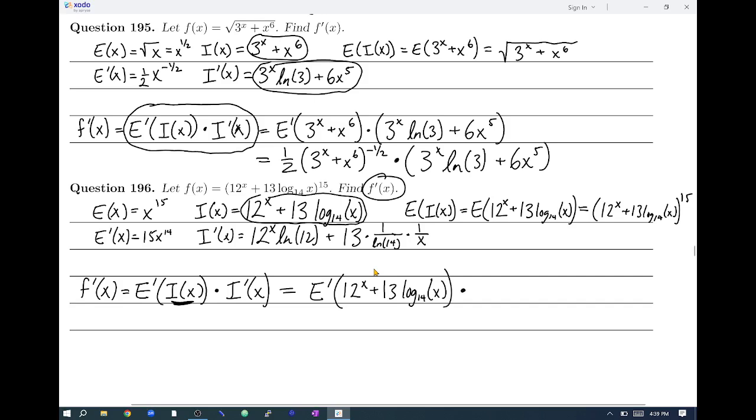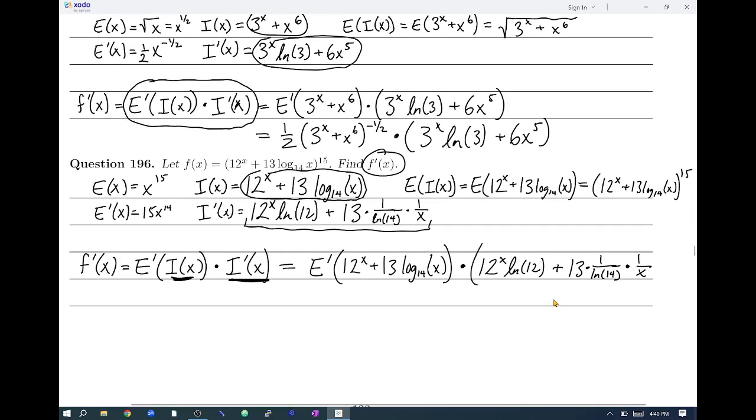Then we're going to times by, and then we've got here I prime of x, and that is all of this stuff right there. So I will just copy down 12 to the x times ln of 12 plus 13 times 1 over ln of 14 times 1 over x. Now the thing we're multiplying by here happens to be two terms separated by this plus sign, and for order of operations to work, this has to be in parentheses.